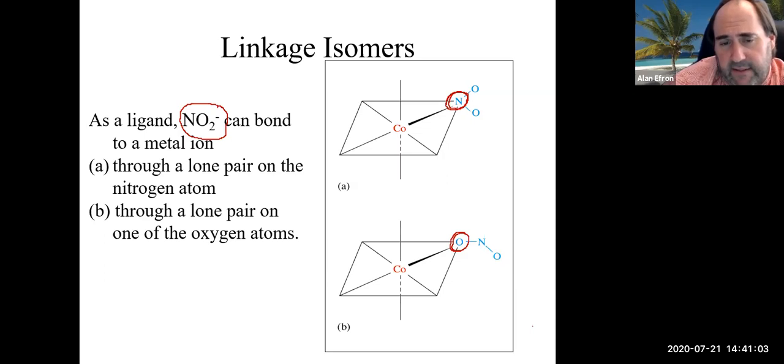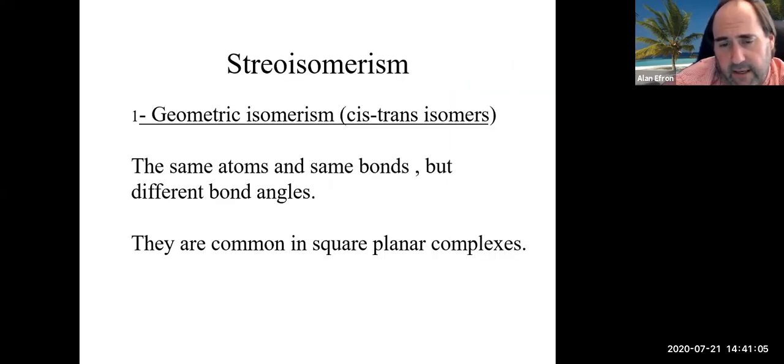Another set of isomers that we will talk about just a little bit is what are referred to as stereoisomers. And these can be geometric isomers such as cis or trans isomers. They basically have the same atoms and the same bonds, but they end up with different bond angles. And these are very common in the square planar complex.